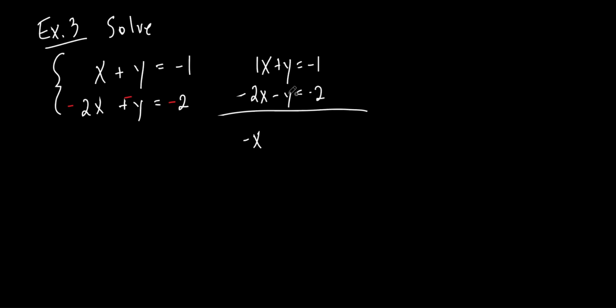So positive y, negative y. What happens there? Yeah, they add up to 0, right? Or we say they cancel out. All right, equals, what's that? Negative 1 minus 2? It's negative 3. Divide everything or multiply everything by negative 1. What's x? X equals 3.